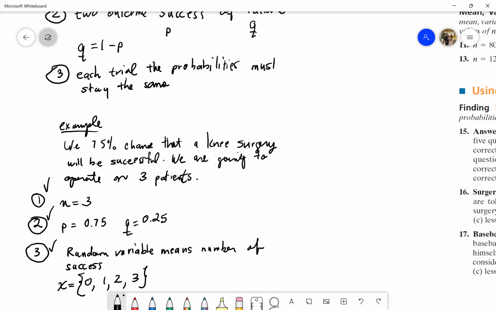So these are all the possibilities that you can have in terms of success. Those are all the values you can allow X to have. Can you have 4 successful knee surgeries? Why?